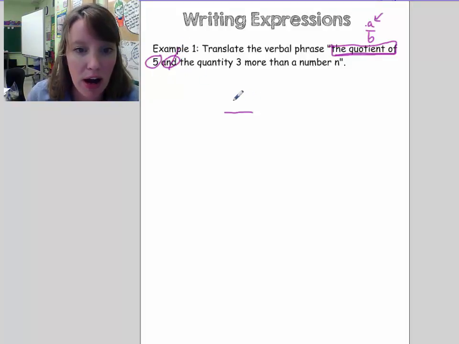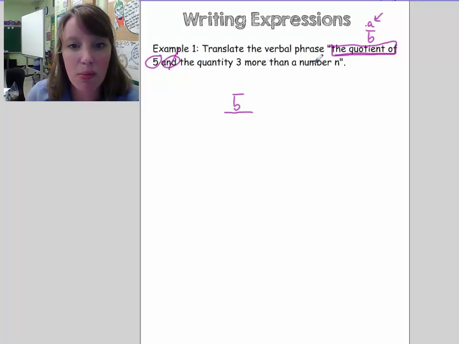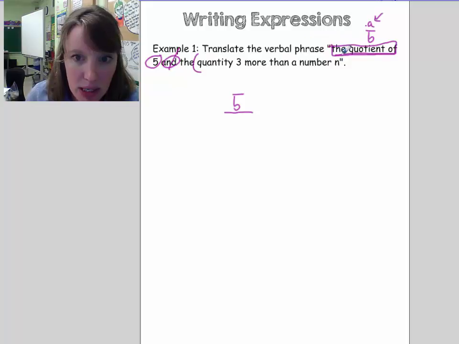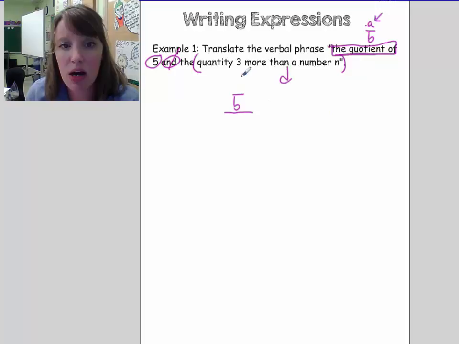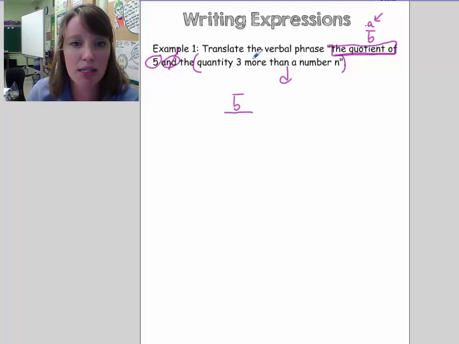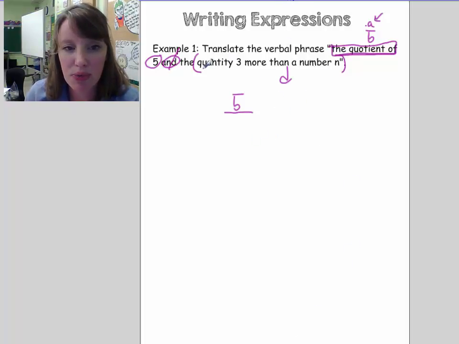So the quotient of 5 and the quantity 3 more than a number n. All right, so this right here is going to be the denominator. Now, this is oftentimes how a sum is written. If I say that 7 is 2 more than 5, then I take 5 and I add 2 to it. Okay, so this is going to be the same here, where it's not going to really matter so much with addition, but with subtraction it will. So I'll show you what I'm talking about in just a second.